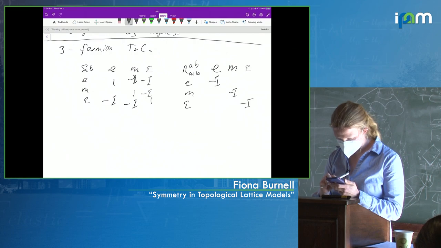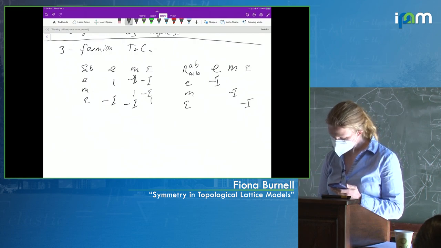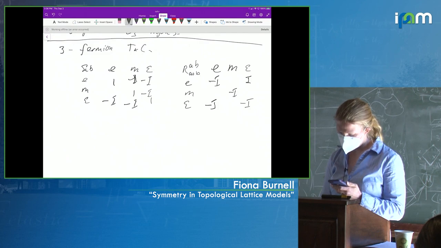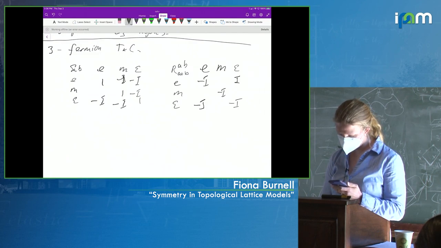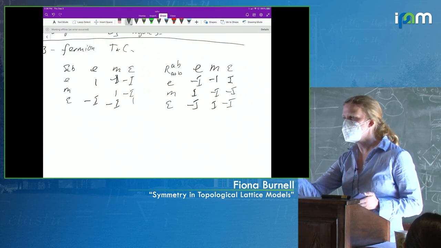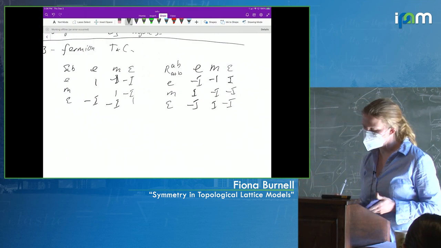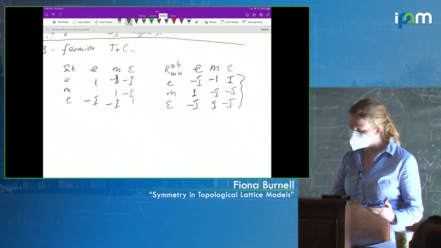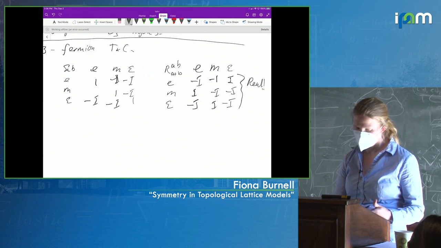And so if I take E with epsilon, it's 1. If I take epsilon with E, it's minus 1, okay. And if I take M with epsilon, I'm going to get minus 1. And then epsilon with M is going to be 1. And then E with M is going to be minus 1, and this is going to be plus 1, okay? Now, why am I writing this out for you? To some degree it's a gauge choice, but there is a choice in which all of the entries of this R are real, okay?